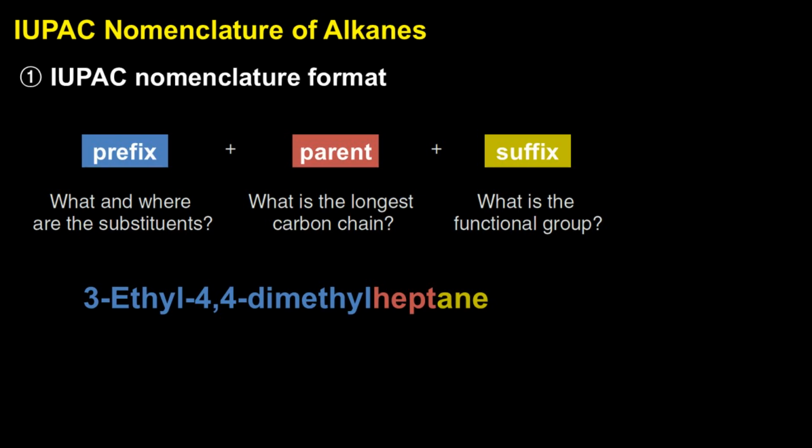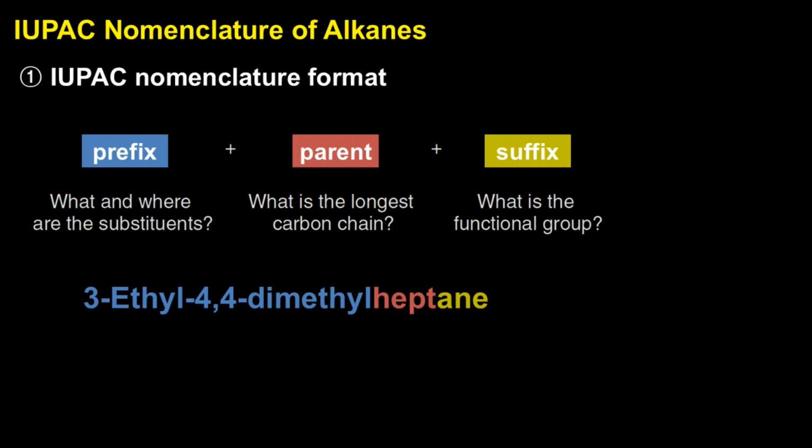3-ethyl, 4,4-dimethylheptane. The prefix tells us there's an ethyl group on carbon 3 and 2 methyl groups on carbon 4. That's why we write 3-ethyl, 4,4-dimethyl. The parent is based on the longest chain, which has 7 carbons, so we use hept, and since it's an alkane, the suffix is -ane. Put it all together, and we get the full name, 3-ethyl, 4,4-dimethylheptane.